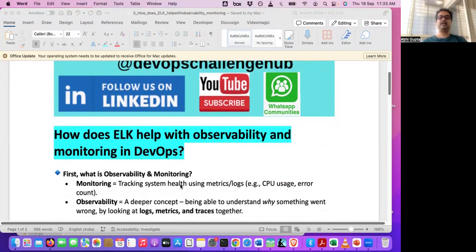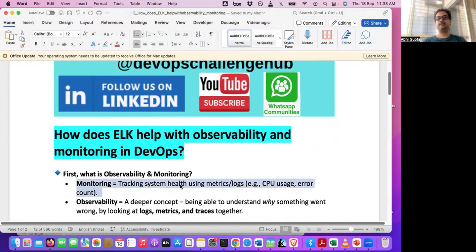So monitoring is tracking the system health using metrics. For example, CPU load 80%, or memory usage is very high, or error count is too high. Right? These are monitoring. Some event happened, and you monitor that, and you notify that this event happened, and you set an alarm. So this is the monitoring. You take some action based on the event that happened.